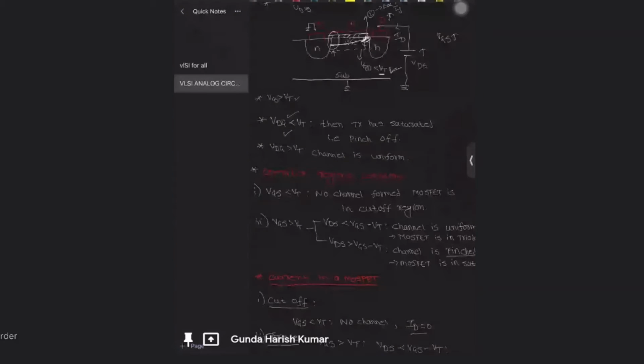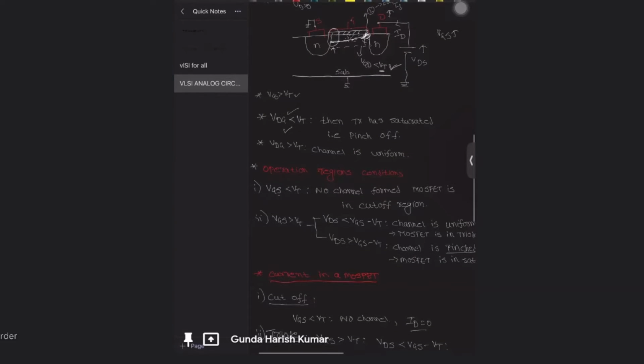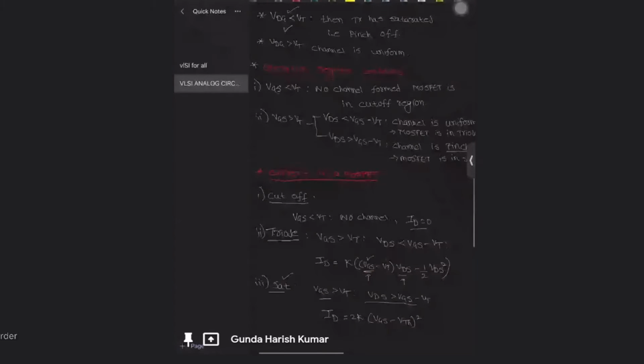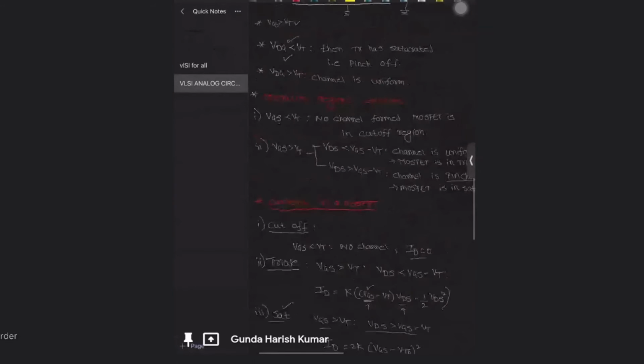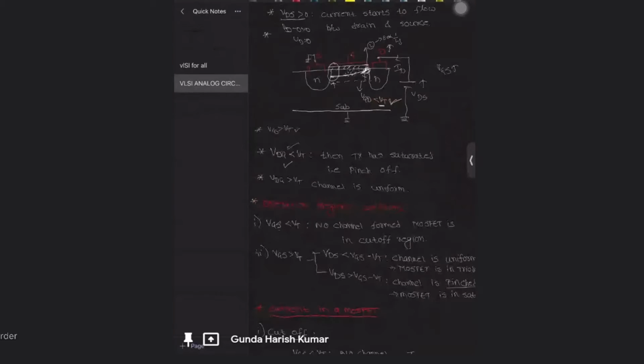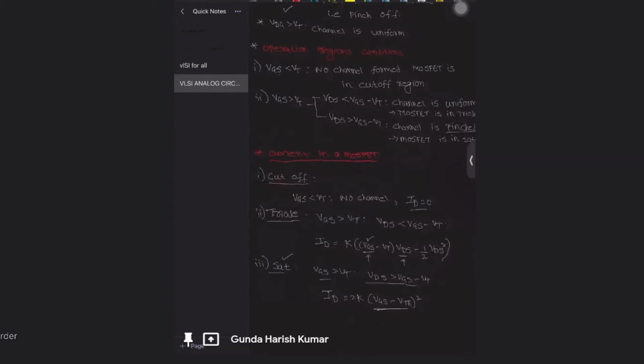Here the current is saturated, that is nothing but it doesn't depend on VDS. How much you increase VDS, the current doesn't depend on VDS. It only depends upon the gate voltage because it decides the width. So it is called a saturation region. This is because if you increase VDS, the pinch off point changes.